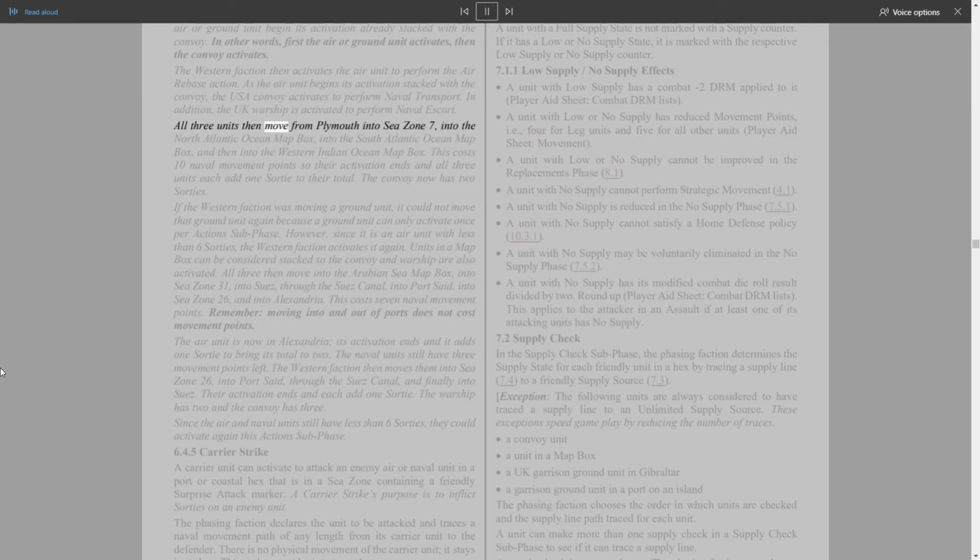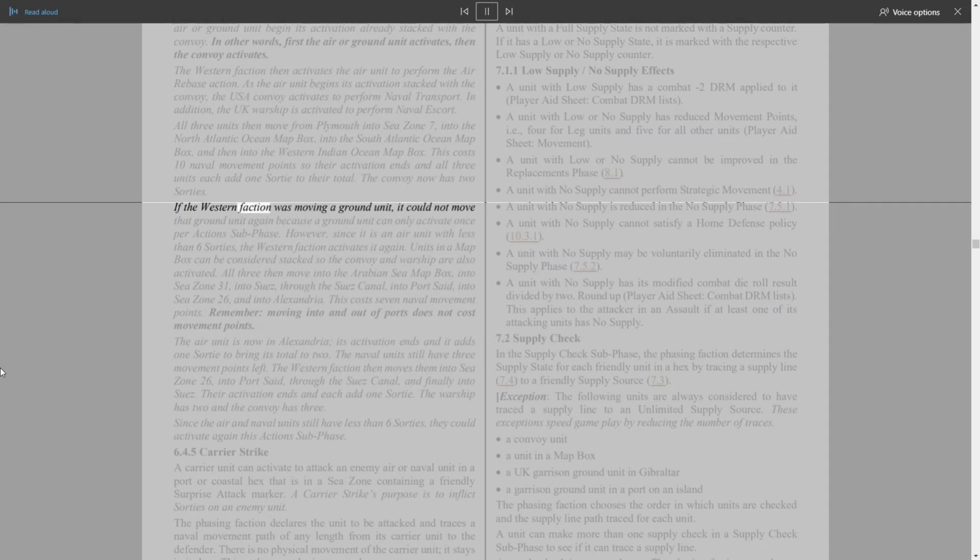All 3 units then move from Plymouth into Sea Zone 7, into the North Atlantic Ocean map box, into the South Atlantic Ocean map box, and then into the Western Indian Ocean map box. This costs 10 naval movement points so their activation ends, and all 3 units each add 1 sortie to their total. The convoy now has 2 sorties.